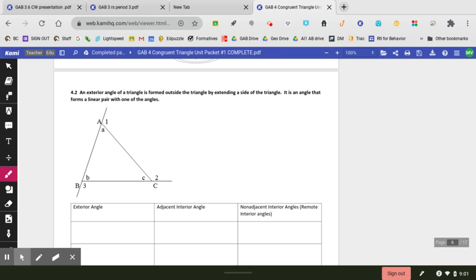Hey everyone, today we're continuing our study of triangles, and today we're going to talk about the exterior angle. So yesterday, just review, we talked about that a triangle's angle sum is 180 degrees, and that's for the interior angles of a triangle. Today we're going to talk about the exterior angles. An exterior angle of a triangle is formed outside the triangle by extending a side. As you can see in this triangle ABC, I extended each side so that I formed three exterior angles.